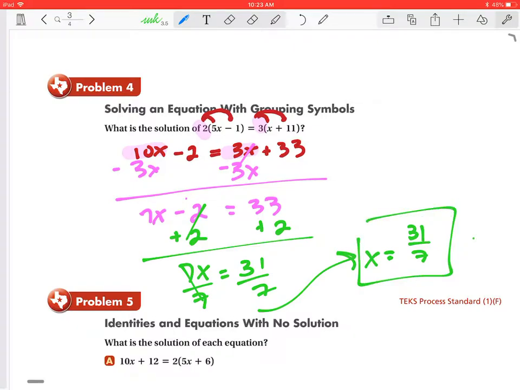That is as simplified as it can go. The reason I know it's as simplified as it can go is because the 7 in the denominator is a prime number. That means there's no number that will go into 7 other than 1 and 7, into 31 and 7. So we know that's as far as it can go.